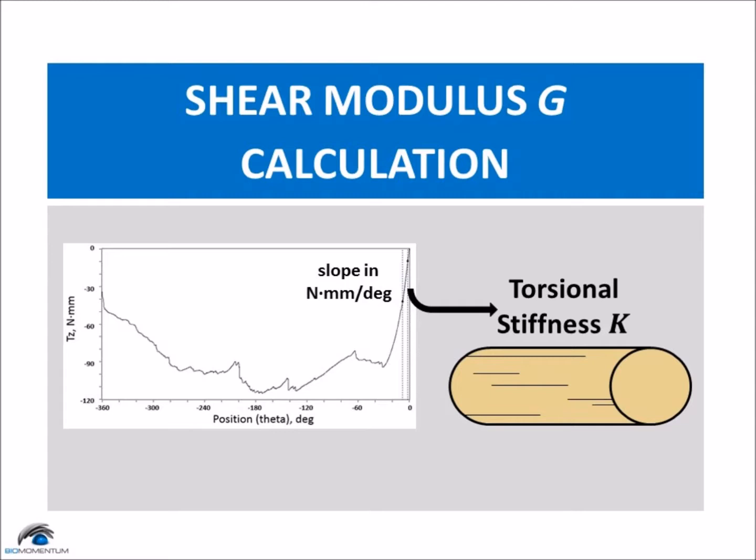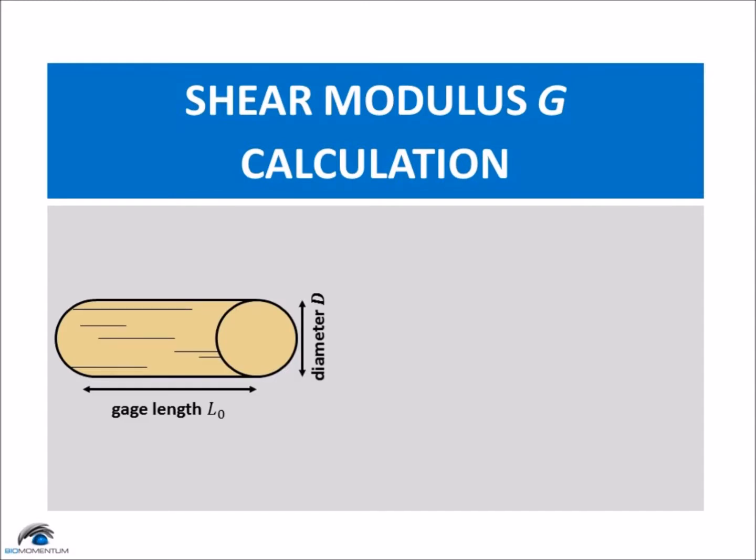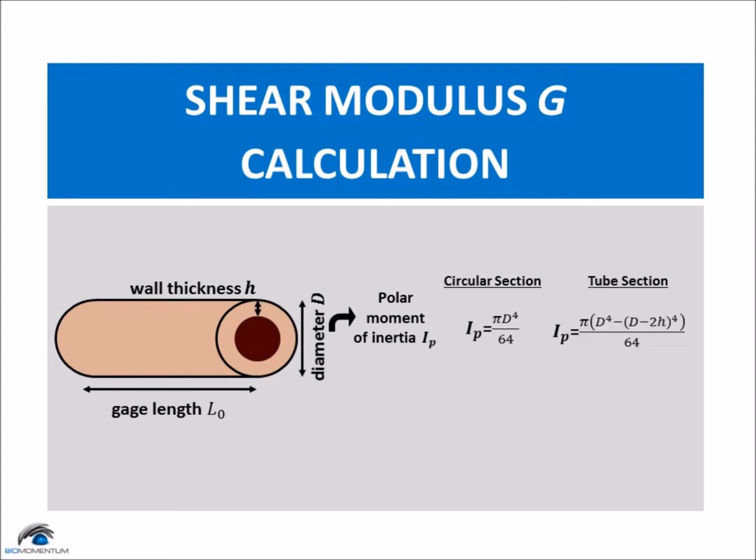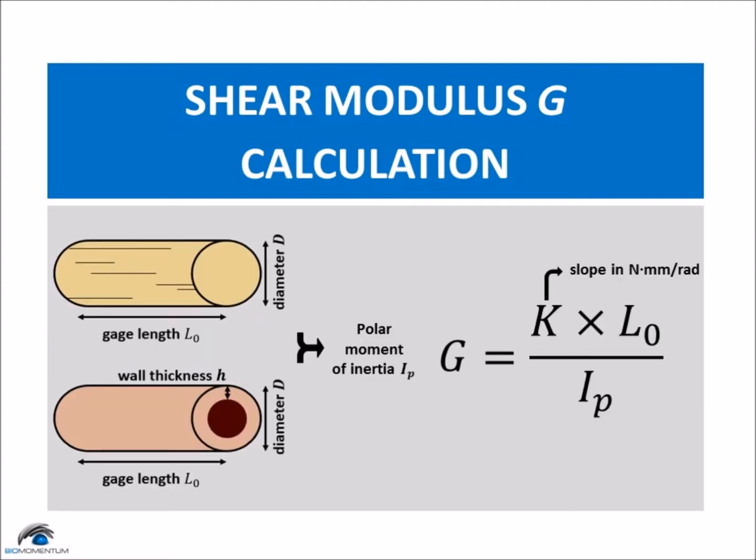In order to obtain intrinsic mechanical properties resulting from the torsion test, the sample's shape and dimensions need to be considered. For a circular section, the polar moment of inertia is calculated as shown, while for a tube section, it is calculated as shown. Use the following equation involving the slope, the gauge length, and the polar moment of inertia to obtain the shear modulus.